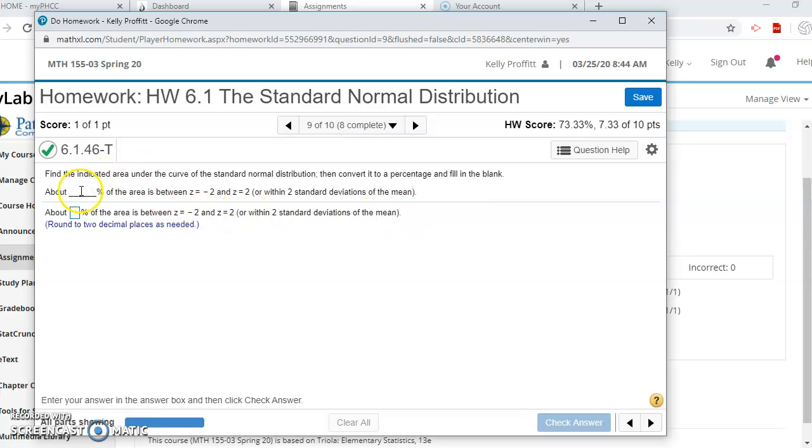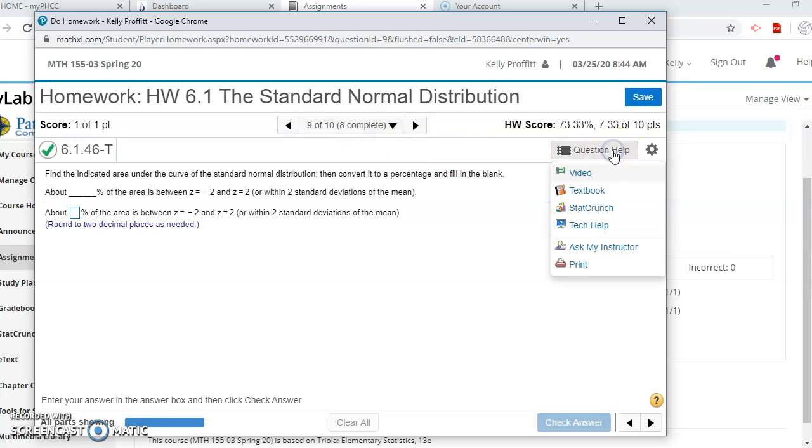And it says about blank percent of the area is between z-score of -2 and z-score of 2, or in other words, within 2 standard deviations of the mean. Okay, so basically what you'll do, the percentage of the area is the same thing as the probability. And it's the standard normal distribution.